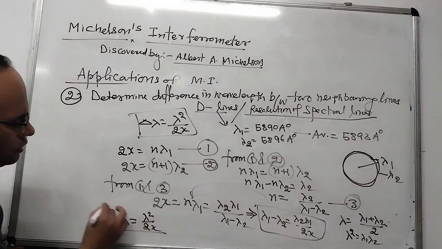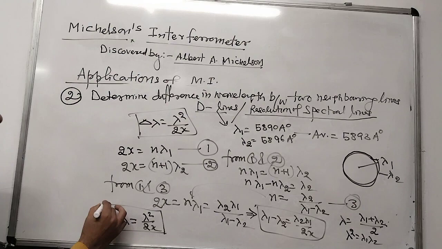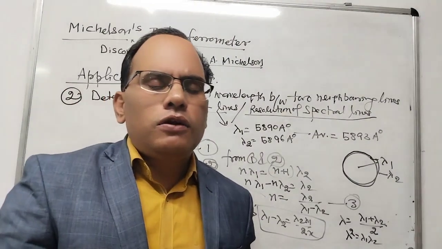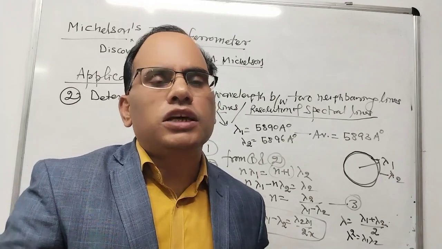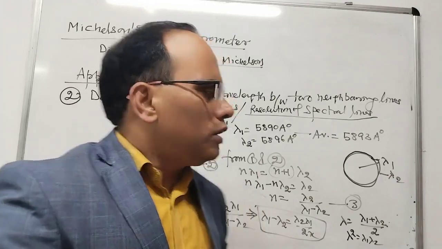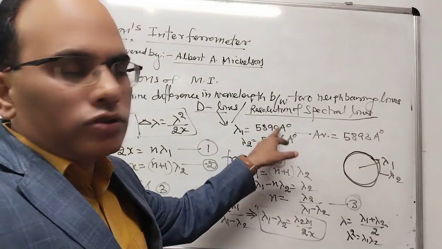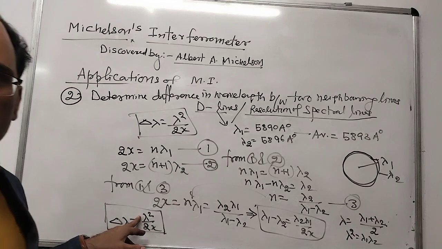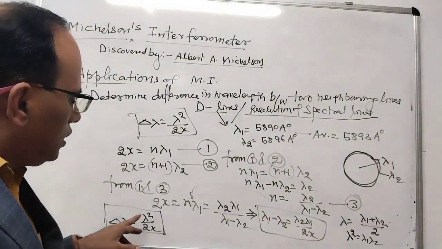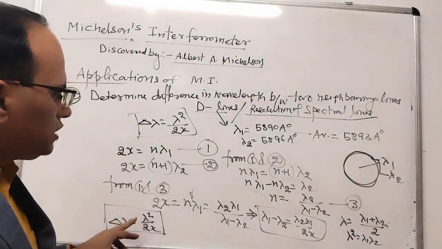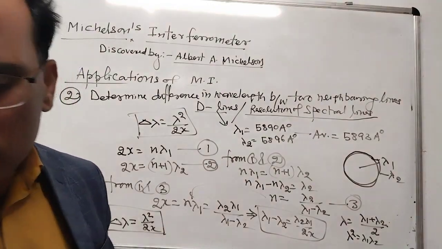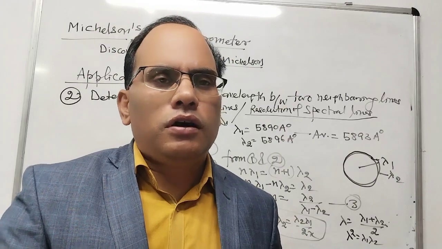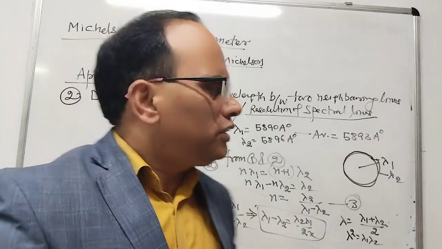So in this case, suppose a source is emitting two wavelengths. We can find the difference in their wavelengths. Like in sodium light, the difference is only 6 angstrom. In this formula, if we know the average wavelength and the path difference, we can easily find the difference in wavelength. There is another application: how to find the refractive index or thickness of a given film. This is a very simple formula.